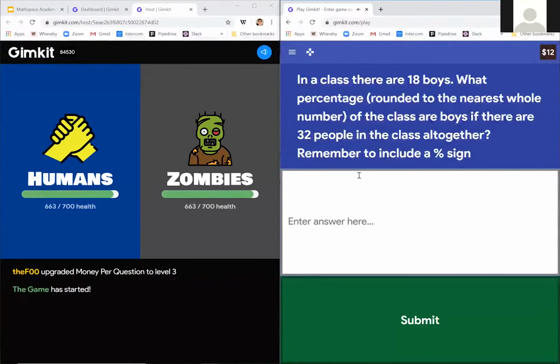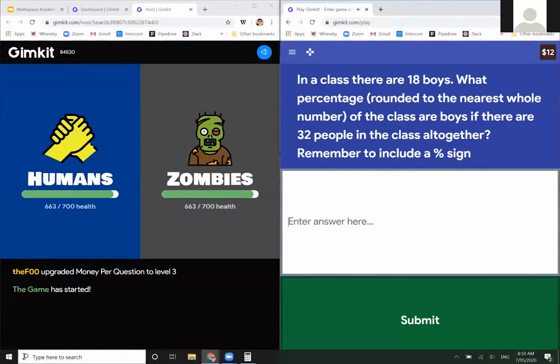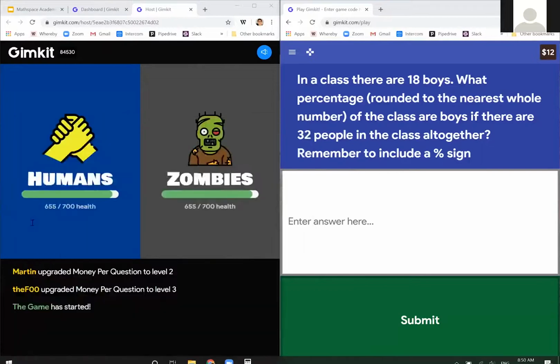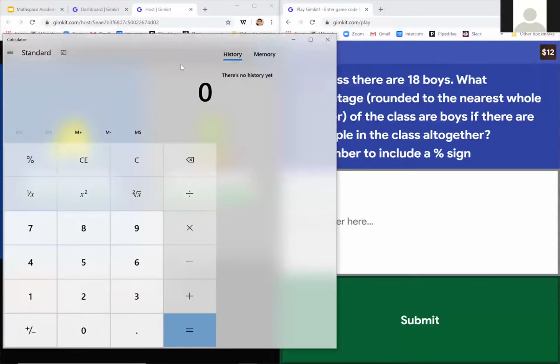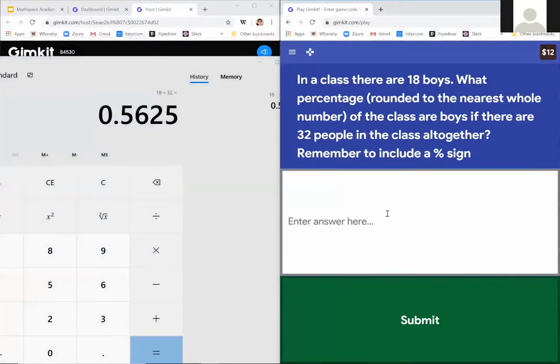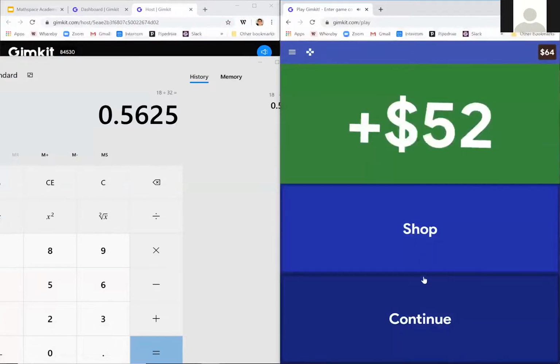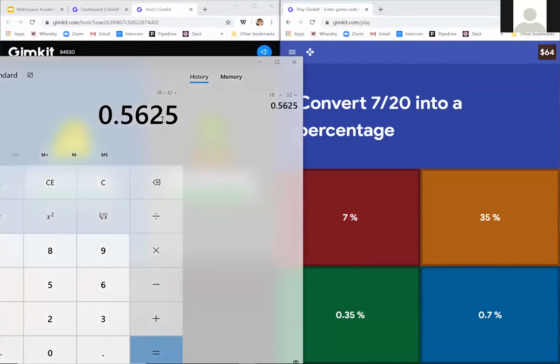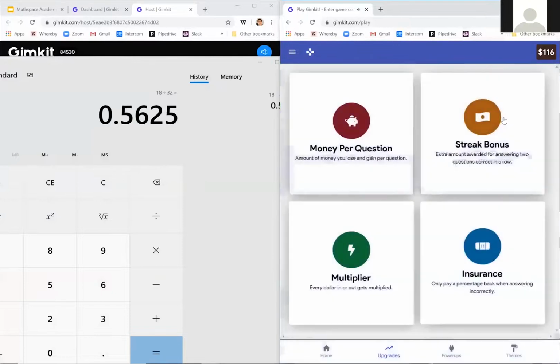In a class there are 18 boys. What percentage? Oh, this was from last week. I put some of last week's questions in here. Yeah, you may need a calculator for this, by the way, as I bring up my calculator. 18 out of 32, 56.2. Rounded to the nearest whole number, 56%. Convert 7 out of 20 into a percentage. Times it by 5, 35%. Yes. Get more stuff.